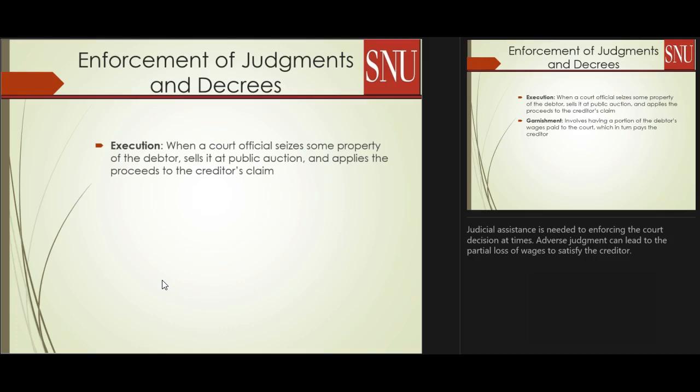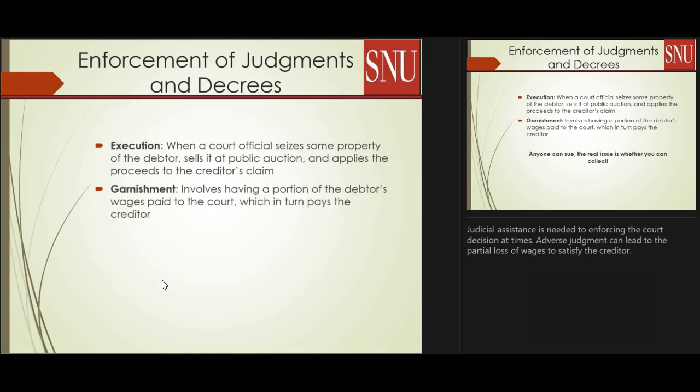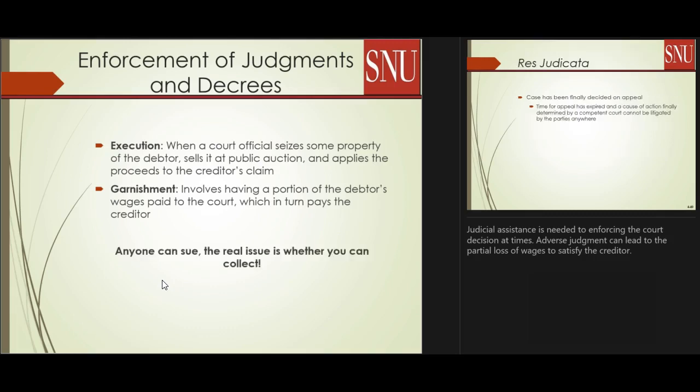The enforcement of judgment decrees, execution: when the case is finally over, the time for appeal is finished, the appeals have been finished, the retrials have been finished, everything like that, then a court official can seize property of the debtor to sell at public auction and then turn those monies over to the winning creditor. Garnishment involves having a portion of the debtor's wages paid to the court, which in turn pays it to the creditor, to the prevailing party in the case. So garnishment is taking a portion of the wages that the person has.